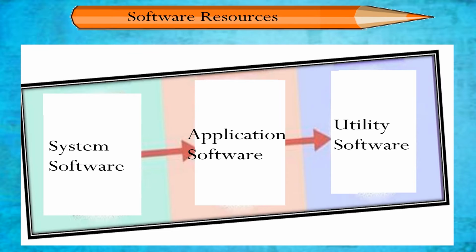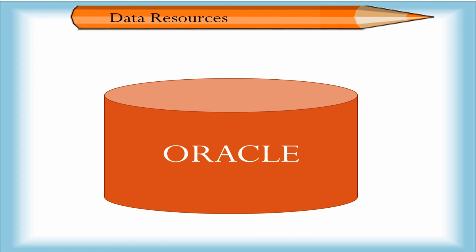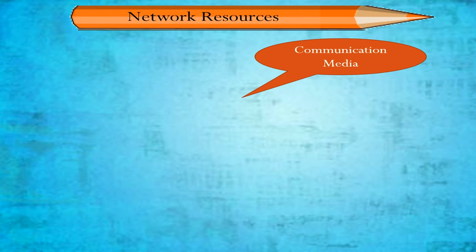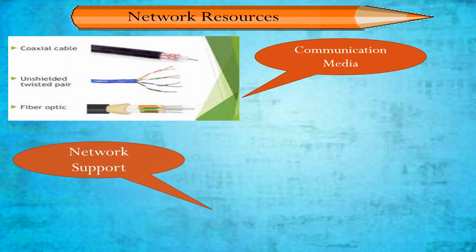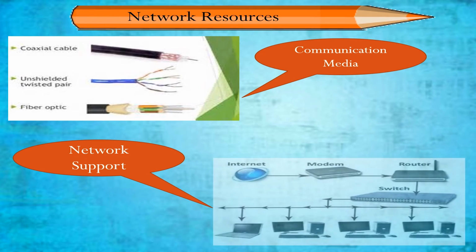The fourth type of resource for information systems is data resource, which includes databases such as Oracle or Access. The fifth type of resource is network resource, which includes A. Communication media such as twisted pair and fiber optic cables. B. Network support such as modems and switches.